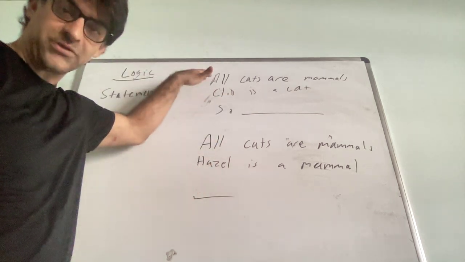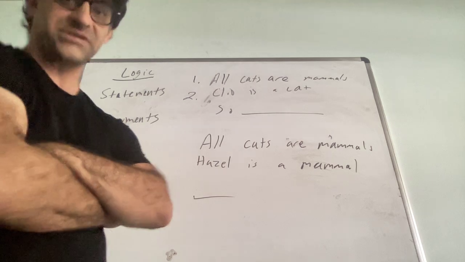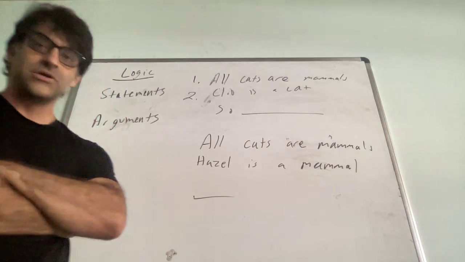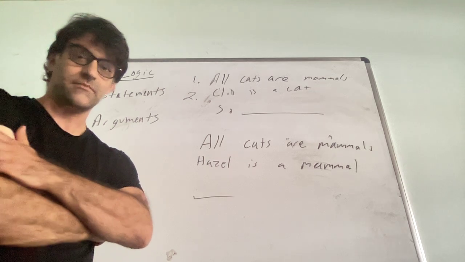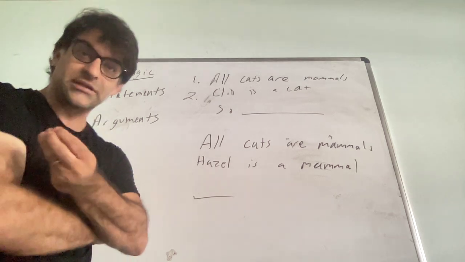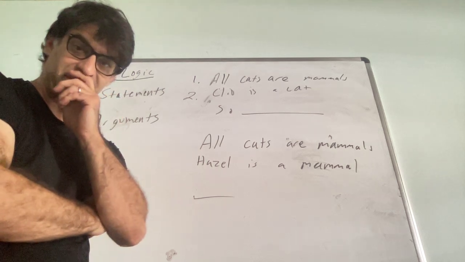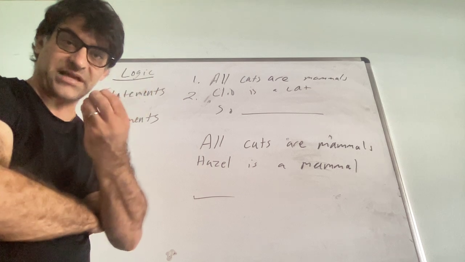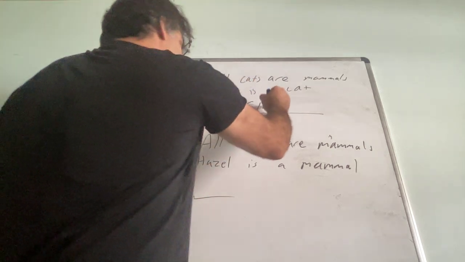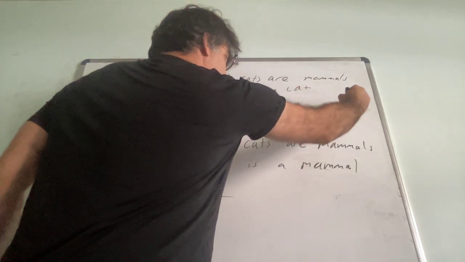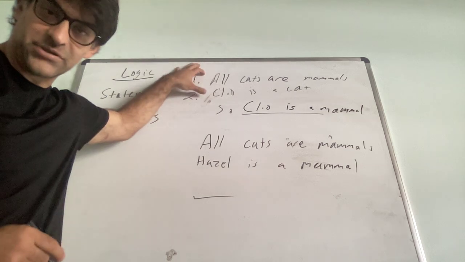All cats are mammals is the first statement. Cleo is a cat. Cleo's my cat. So now here's the thing. You already know how to do deductive logic. You can logically, what we'll call deductively, draw the conclusion from these statements. All cats are mammals. Cleo is a cat. So, Cleo is a mammal. Now, I told you that Cleo is my cat, so this statement is true, and this statement is true.